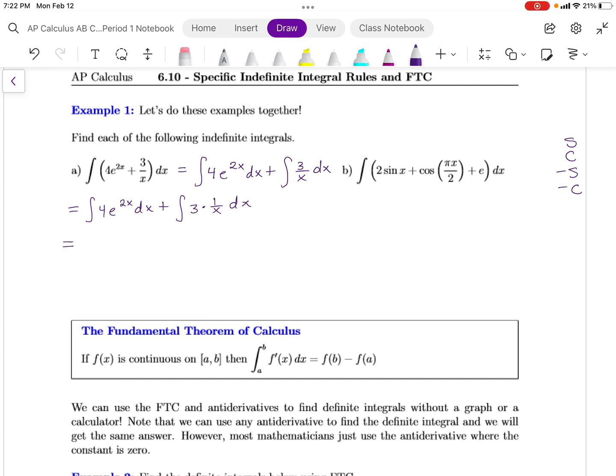Okay, so what I'm going to do now is copy this 4, because I have a constant times a function. So I'm going to copy the 4 times the antiderivative of e to the 2x, which is e to the 2x divided by 2, because of this constant here. Okay, and then plus 3 ln absolute value of x plus c, because again I copy the 3 times the antiderivative of 1 over x, which is ln absolute value of x plus c. And to simplify that further, if I think of this as 4 over 1, then this would be 2 e to the 2x plus 3 ln absolute value of x plus c.